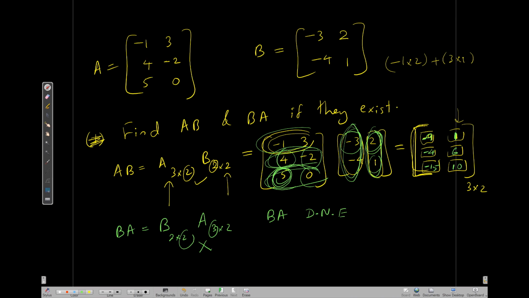I think now that should be clear, right? So what does this mean? AB does not equal BA in general, because sometimes they don't even exist. Even if it exists, let's take a simple example. Let's make it square matrices.